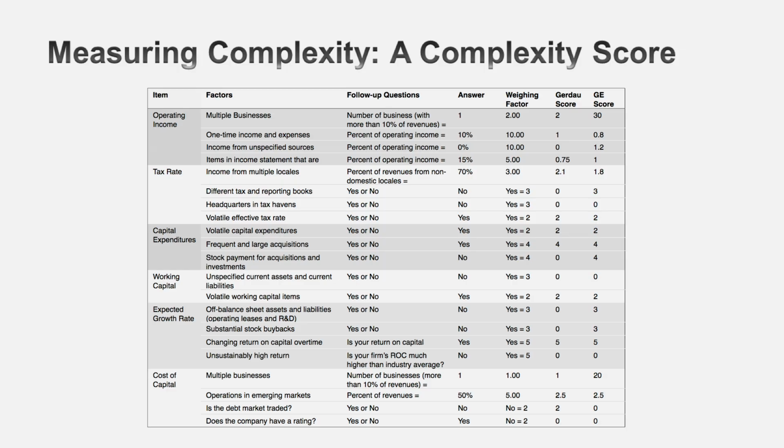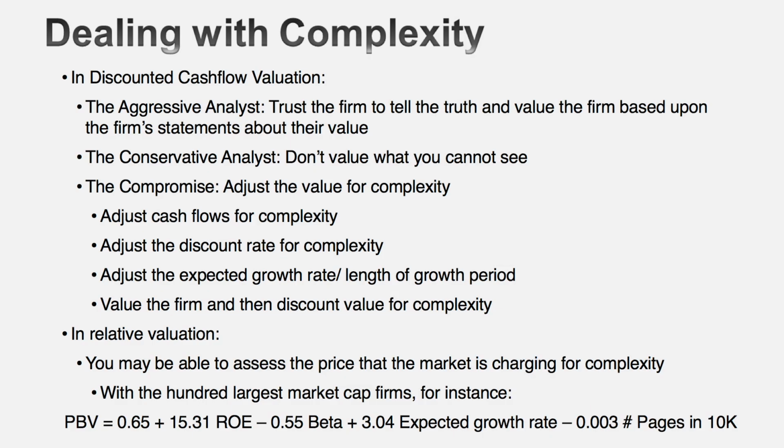I have a complexity score. Now, you can take a look at these questions and see if they make sense to you. But what I'm trying to come up with is a score that measures how complex a company is. How am I going to use it? If I'm doing a discounted cash flow valuation, I have to bring in that complexity measure somewhere into my numbers. Either into my cash flows, by lowering my cash flows, into the discount rate by increasing my discount rate, into my growth rate by lowering my growth rate, or into the value of the growth by lowering the excess returns or how long this company can grow.